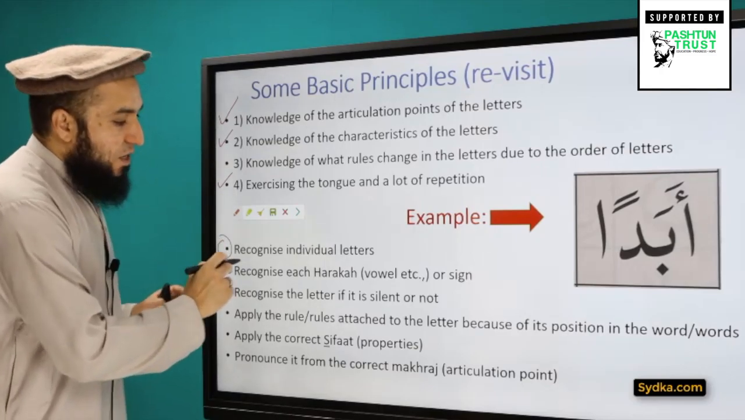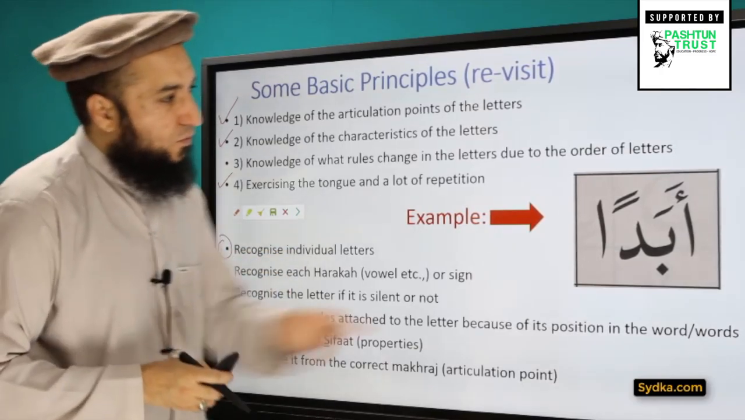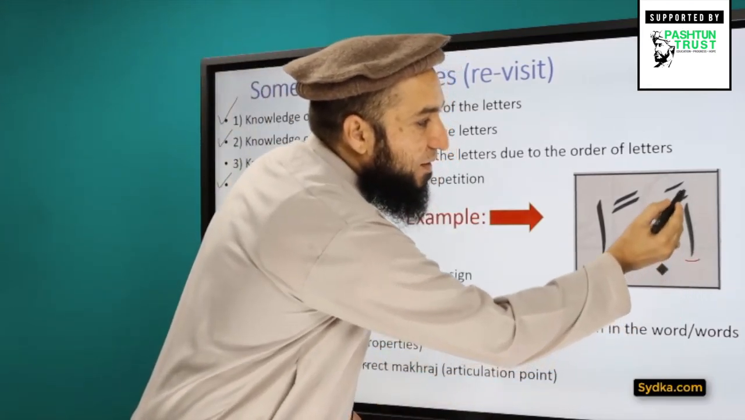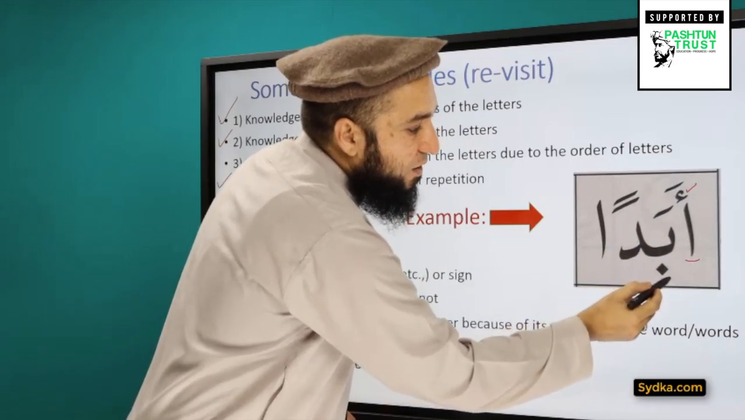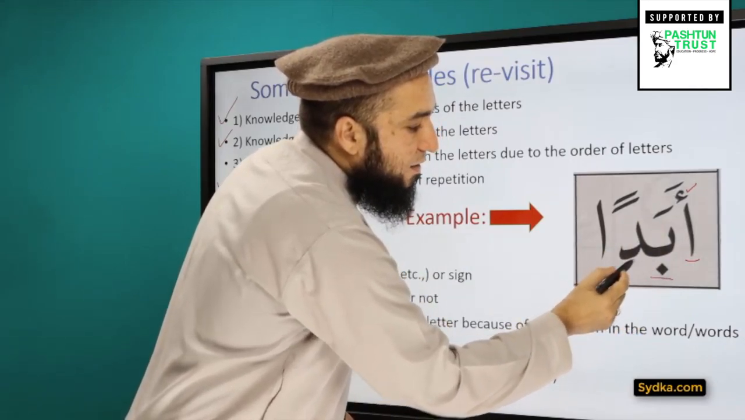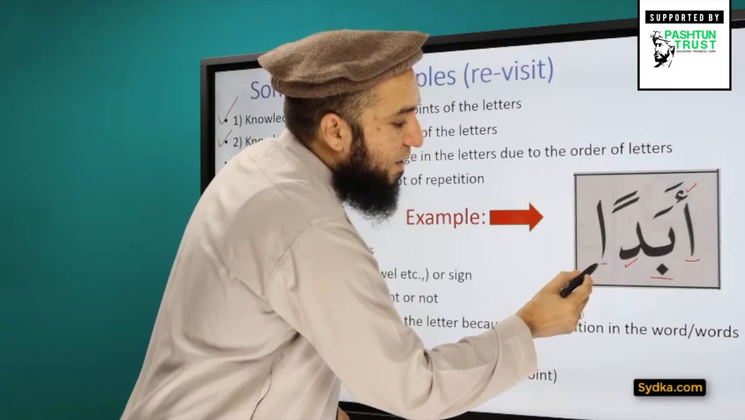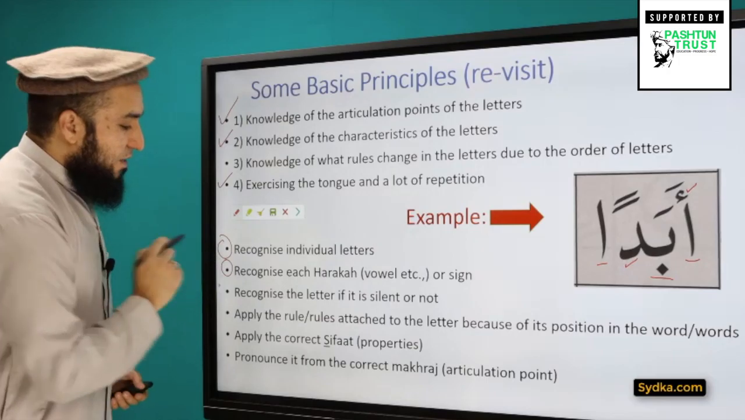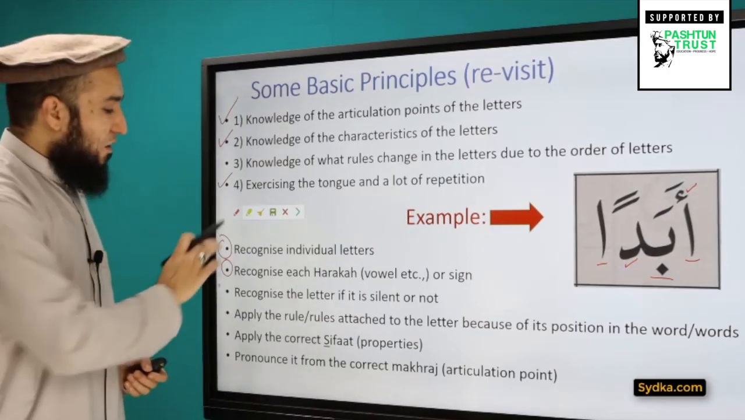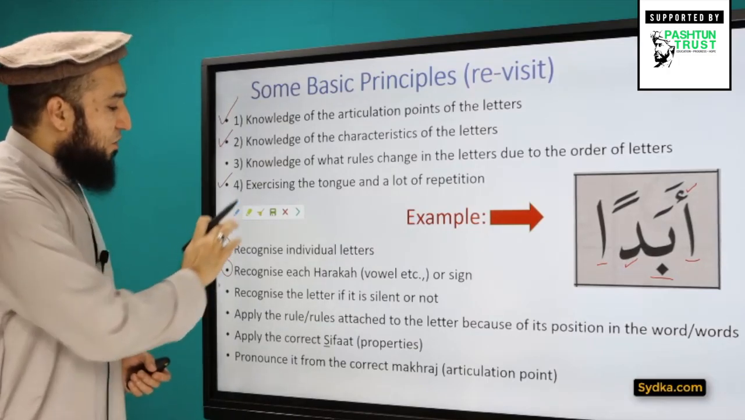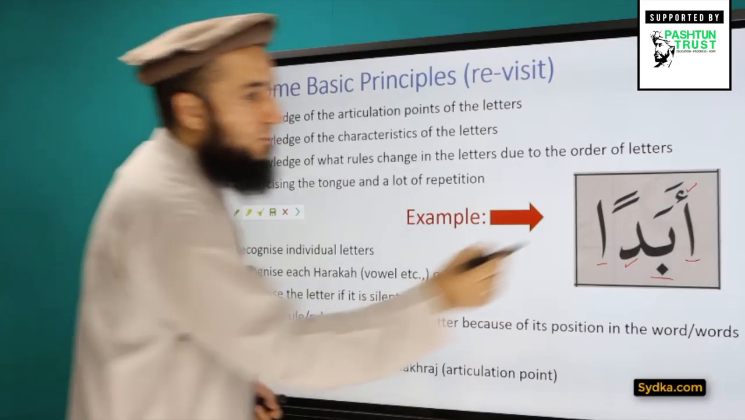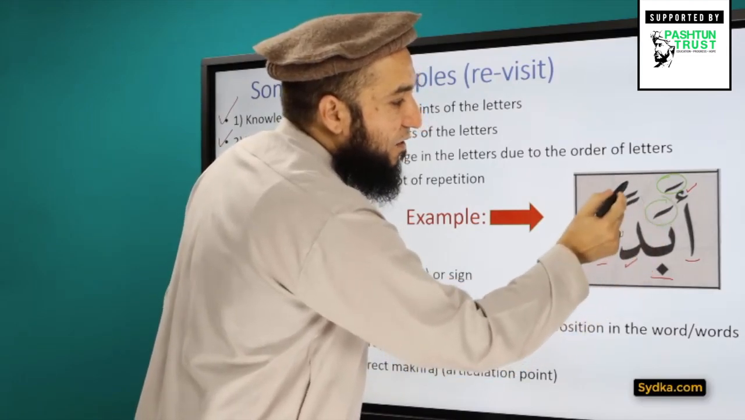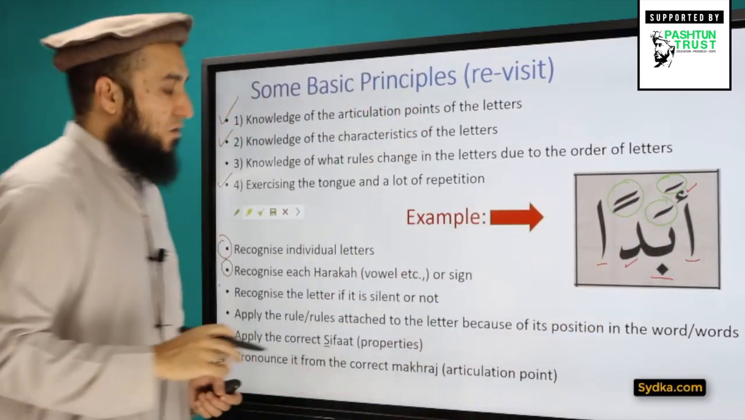So the first one is recognizing individual letters. If we go to here, the first one is alif, second one is hamza, third one is ba, and next one is dal. And the final one is alif. So we recognized individual letters, step one. In step two, we recognize the harakat that are used. So the signs would be here. That's fatha, fatha, fathatain. So we recognize the harakat.